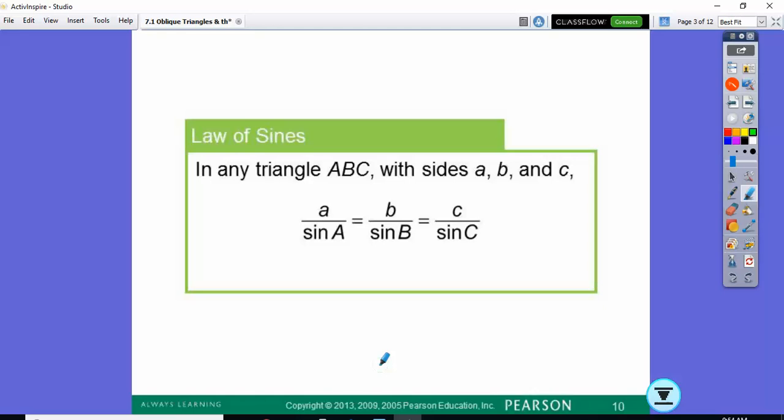The lowercase a, b, and c represent the sides of the triangle. Uppercase A, B, and C represent the angles of the triangle. They're not all equal to each other, but the ratios are equal. So you could take any two of them. So side a divided by sine of A would equal side b over the sine of B.